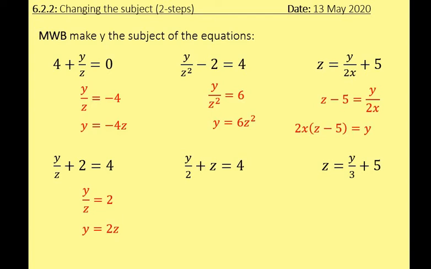Next, we are going to subtract z from both sides to give us y over 2 equals 4 take away z, and then we need to multiply both sides by 2, but remembering this is one where we need to use brackets because all of the 4 take away z needs to be multiplied by 2. So we get y equals 2 times 4 take away z. And the last one, we are going to subtract this 5 off from both sides to give us z subtract 5 equals y over 3. And then we need to multiply both sides by 3, but again, another one that we need to use brackets for because everything on this side needs to be times by 3. So we have 3 times z minus 5 equals y.